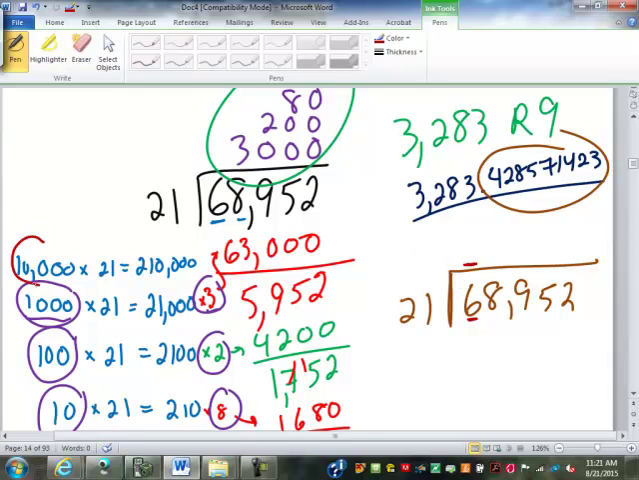That's what we did here. We tried the 10,000. We got 210,000. It won't go in there. So we move to the next place value. Does 21 go into 68? Yeah, 3 times.